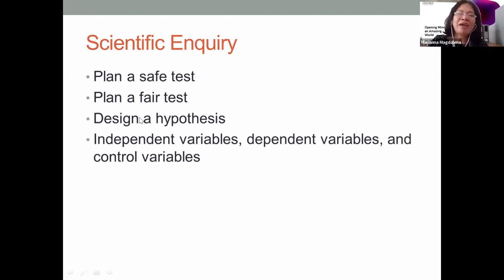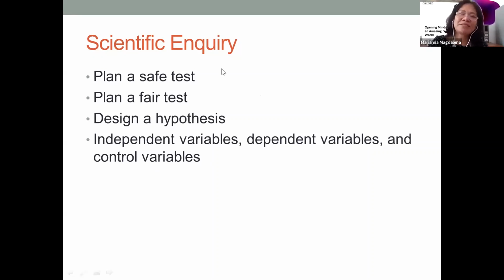So we have to design a hypothesis, and then in order to prove our hypothesis, we make the experiment. The experiment always consists of independent variables, dependent variables, and control variables. Independent variables mean variables that you change. Dependent variables mean variables that you measure or observe. And control variables mean variables that you keep the same.